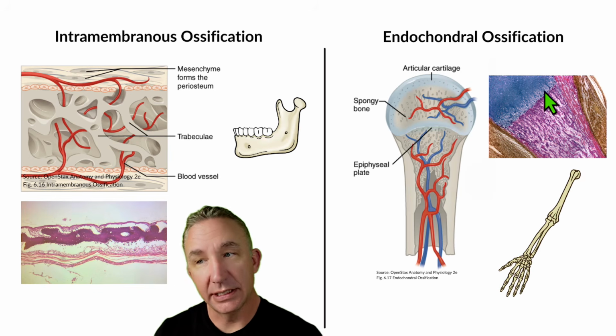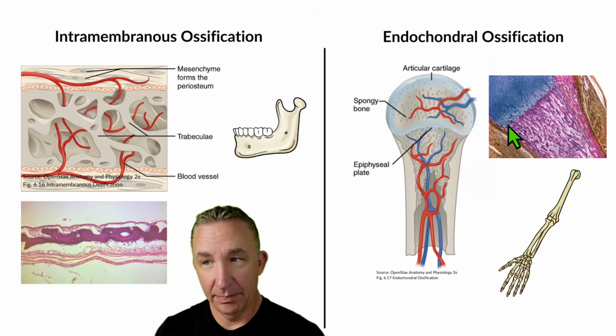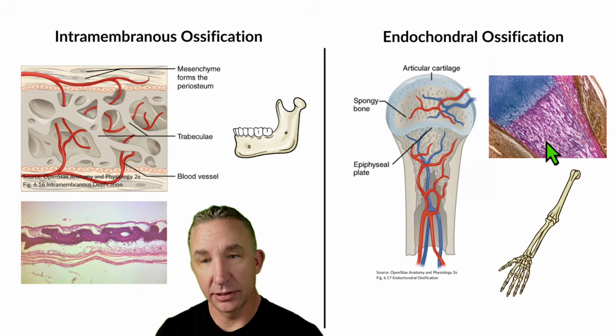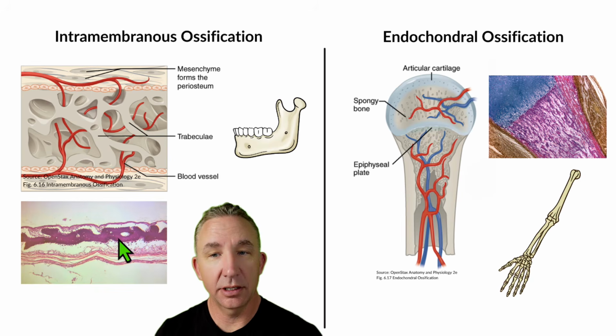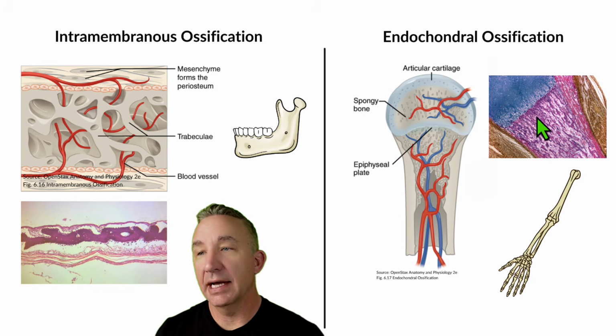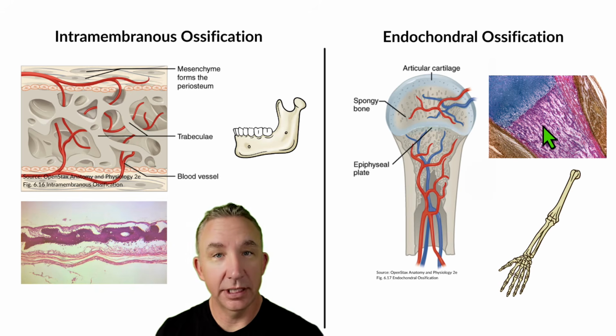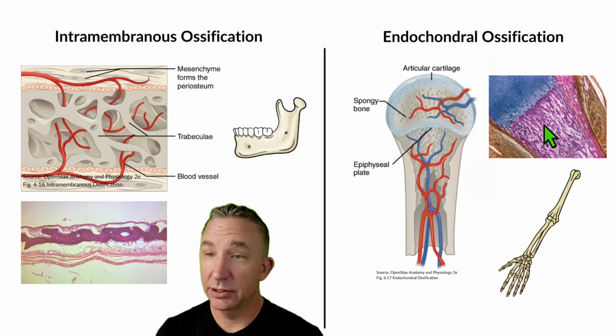So what we see as a difference here is that hyaline cartilage model that we're using, and then it starts to turn into bone. So when I look at the dark purple over here for spongy bone, that's forming these dark little purple sections here. So it's very baby spongy bone that we're looking at.